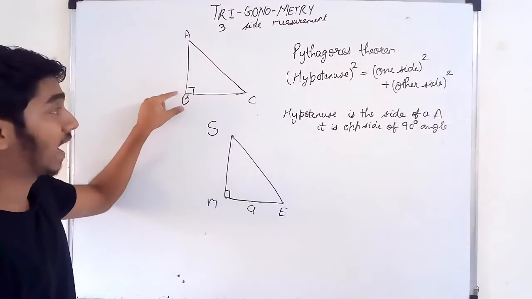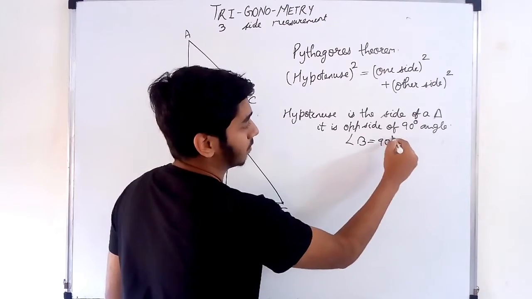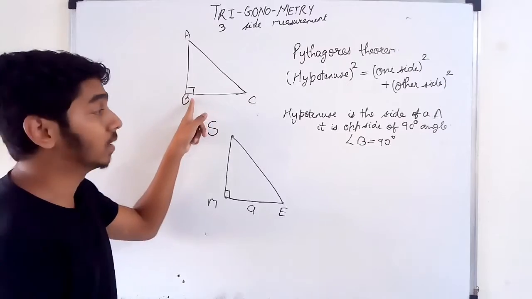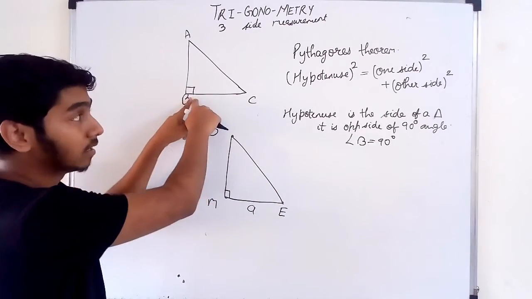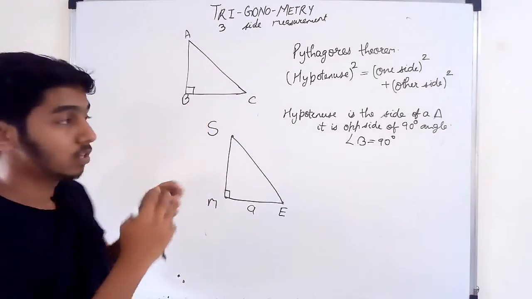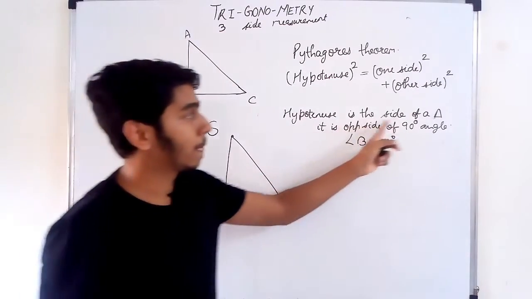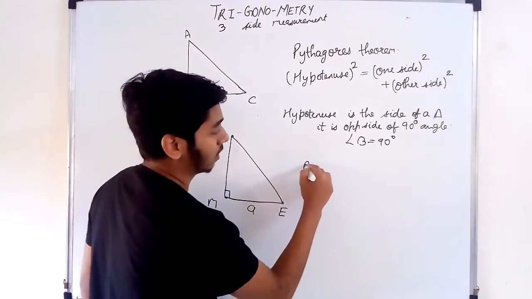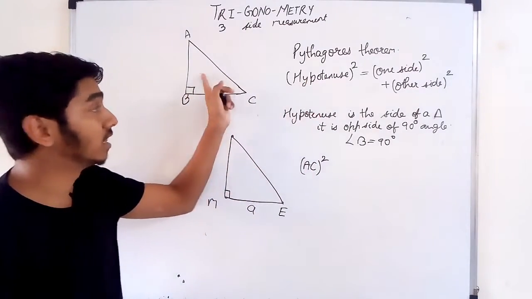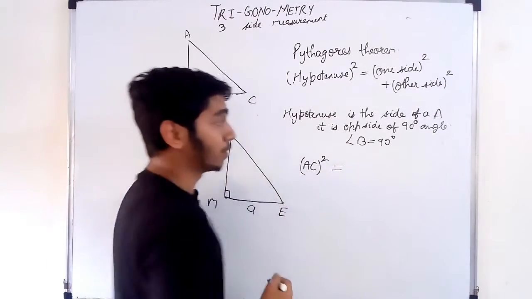Yes or no? So this is angle B. Angle B is 90 degree. So the side opposite to this angle, which side is there? This side, correct? So you just look at the side opposite. So this side AC is the hypotenuse. So we'll say this has AC square in terms of this triangle. So the hypotenuse here in this triangle is AC. Okay, so I hope you have understood.